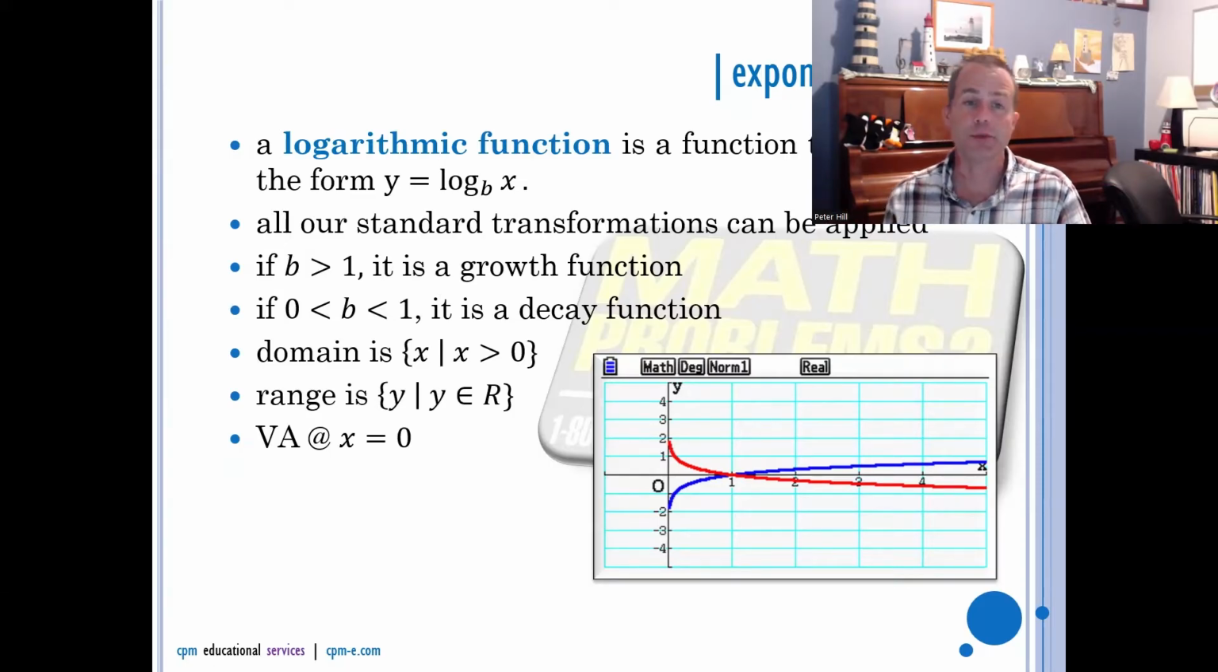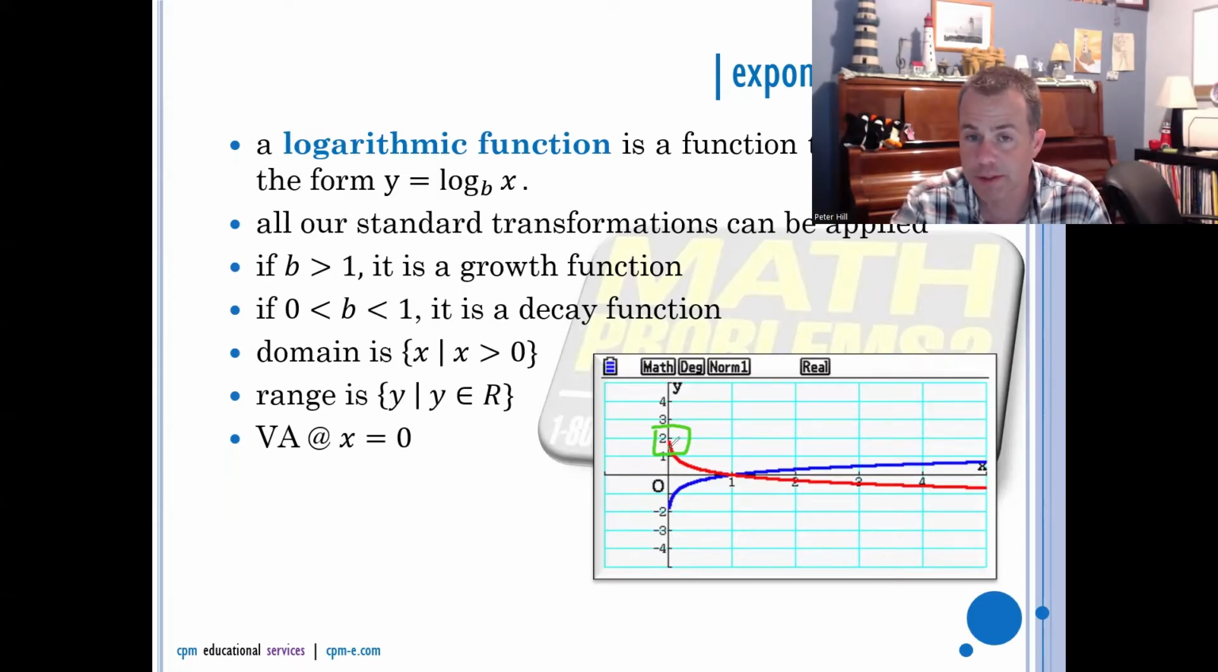And if b is in between 0 and 1, it'll be a decay function, and that will be the red graph. Now, there is one thing before I keep going here that we want to talk about, and that is this looks like this graph stops here. That's just the calculator not really understanding what to do about a vertical asymptote, okay?